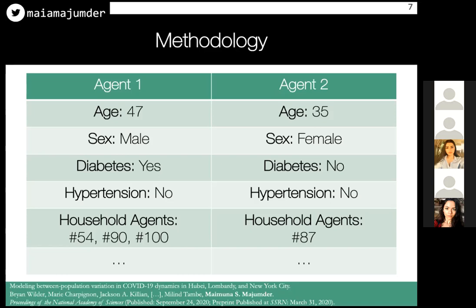Clearly, ABMs require a lot more data and computing power to parameterize than simpler models, which is part of why we didn't use this kind of approach right at the beginning of the pandemic. Unlike simpler models, though, they can lend important insights into more complex questions like the ones we're interested in answering for this study.